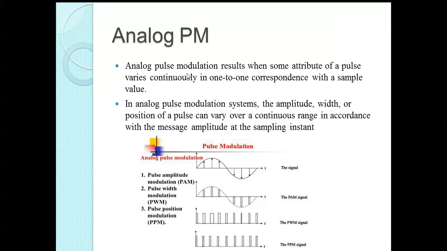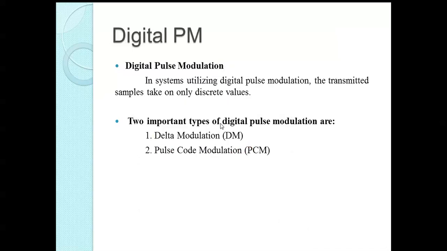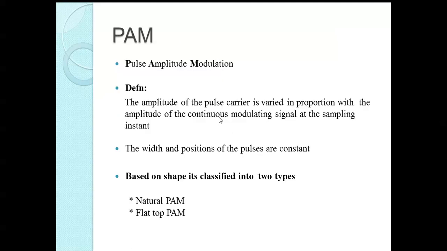In analog modulation, the amplitude, width or position of the pulse can vary over a continuous range in accordance with the message amplitude at the sampling instant. So this is the definition of analog pulse modulation. And digital, as I've told, transmits samples of discrete values, and there are two types. First we'll see what is PAM, pulse amplitude modulation.